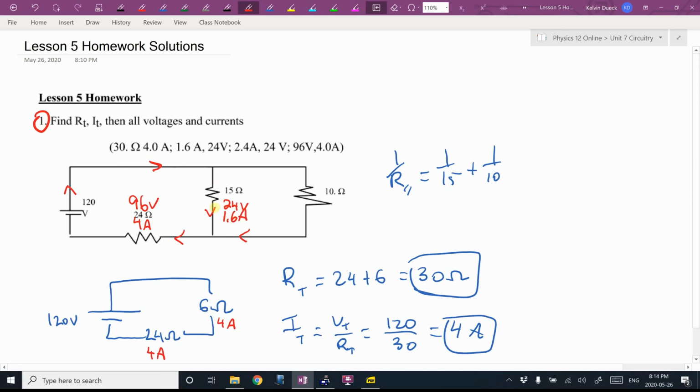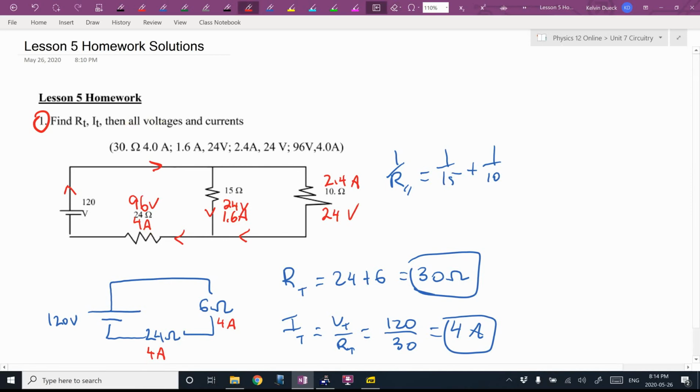Now, if 1.6 amps went this way, I could either say, hey, 2.4 amps must have gone that way because I have 4 amps coming in, or I could have said, well, you know what? From here to here is 24 volts. From here to here must also be 24 volts because we started and ended at the same location. So it's going to be 24 volts. It wants all voltages and currents.